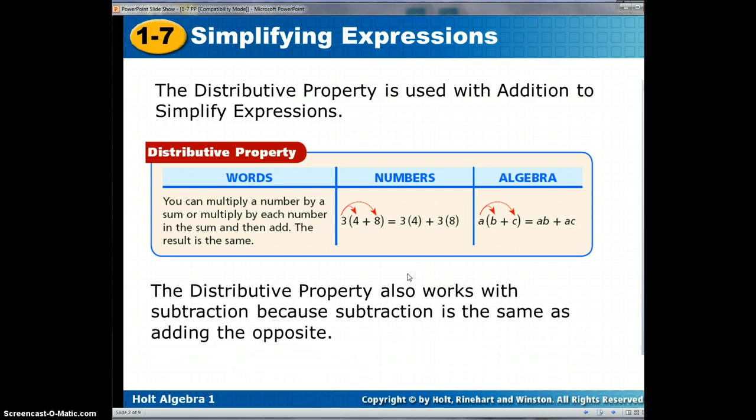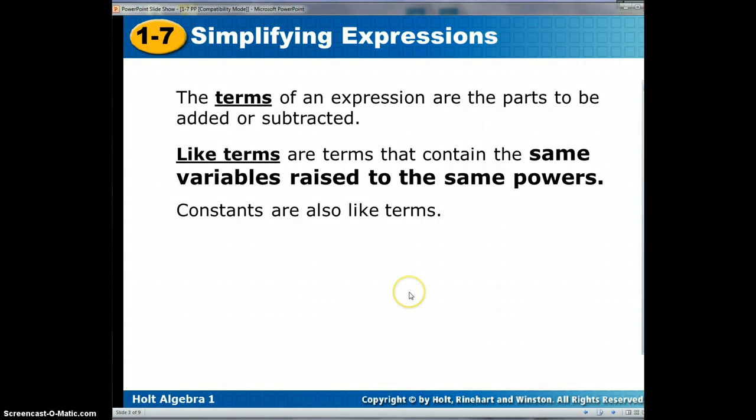It also works with subtraction. It works when there's more than 2 things inside parentheses. You could have 3 things or 5 things or whatever. You just take the thing outside and multiply it times each of the terms inside. The terms of an expression are the parts to be added or subtracted. So terms are separated by pluses and minuses.